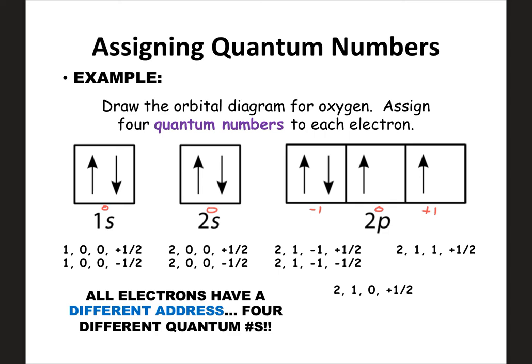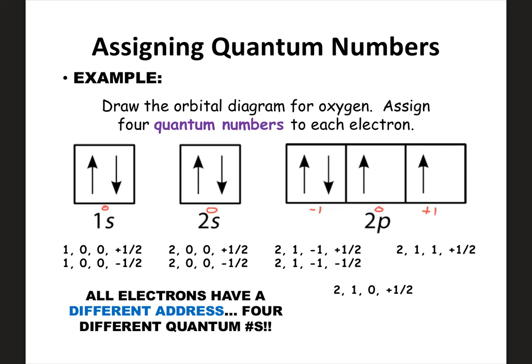And then depending on which orbital they're in, the ML value can be -1, 0, or +1. So these electrons that are here in the first orbital of the P that's drawn have an ML value of -1. Notice both of these have 2, 1, -1 as their first three. And then the difference here, the one going up is +1/2, the one going down is -1/2. So this set of quantum numbers would represent this electron.